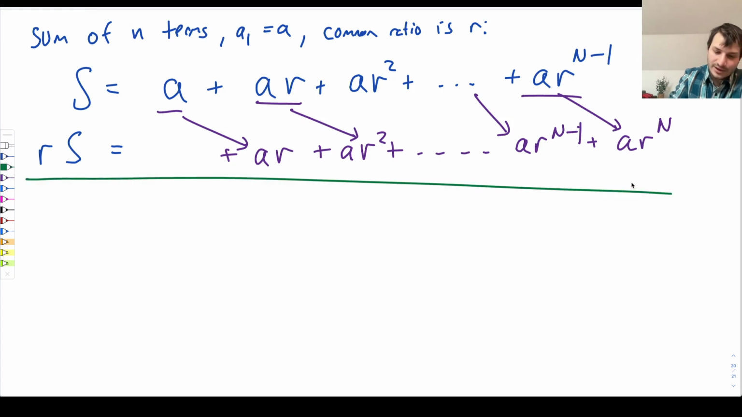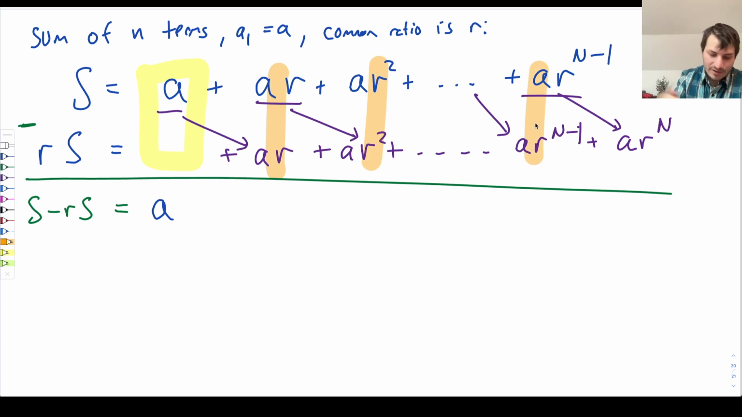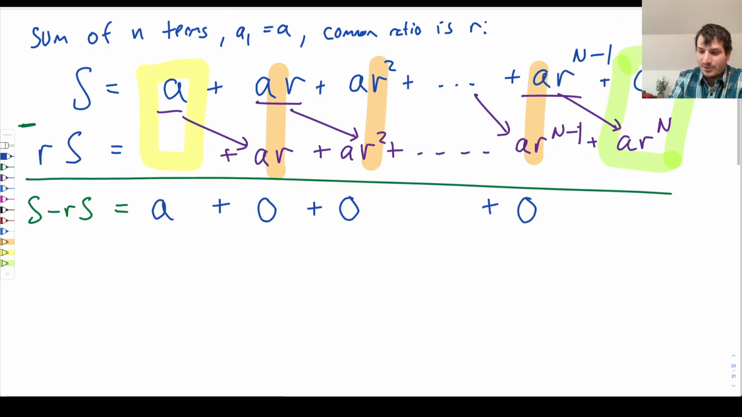Now I subtract the two equations. You get s minus r times s on the left-hand side. What do you get on the right-hand side? This first column is an exception. You just get a from the first column. All the other columns give 0, because they're the same term and we're subtracting them. The last column is the other exception. There is nothing written over here, plus 0. So when we subtract, we get minus ar to the n.